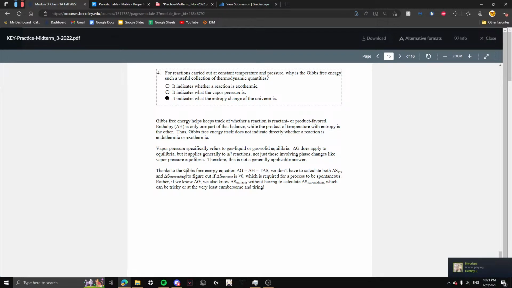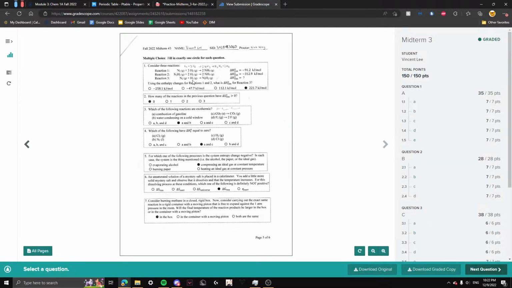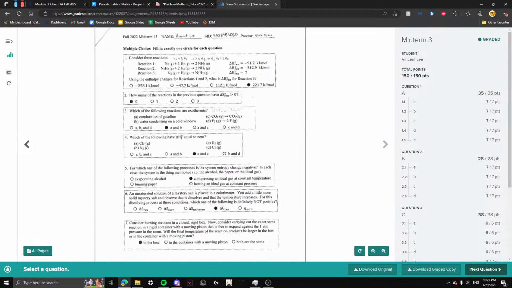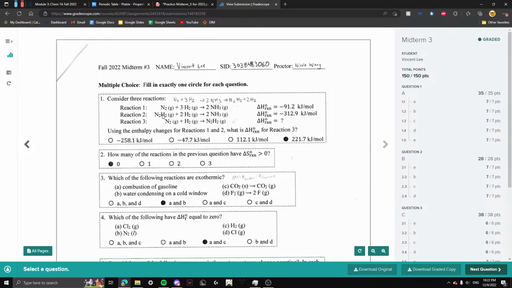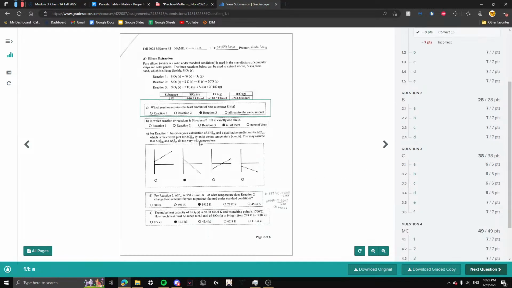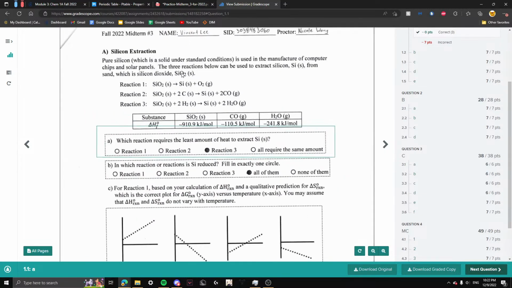And then for this, for the Gibbs free energy thingy, we don't have to calculate delta S. I'm not entirely sure. Just read it for this, but I just assume you know that you can calculate entropy off of delta G. Alright, I think that's it for the practice. So we go to the actual. And the actual is pretty much more of the same, which is, wait, this is multiple choice. All the way back to here.